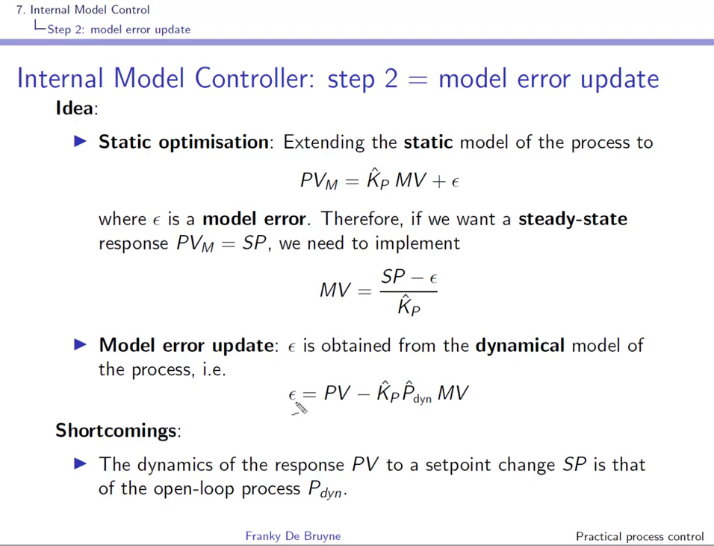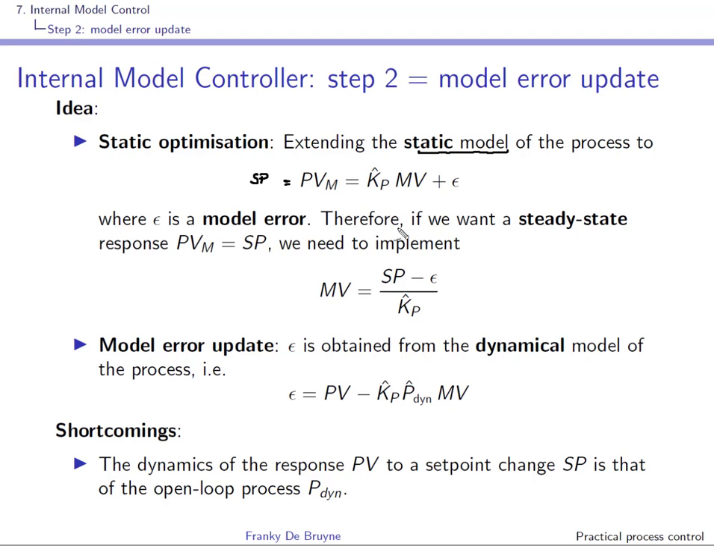So this is the model error, and we can adapt our static model that we use for optimization. Previously we had just used the first part without the epsilon, but we know now that we make a model error, right? So if we want to impose that the steady state PV is going to be on set point, we have to choose MV as follows. So it will be SP minus the model error divided by the gain in the model.